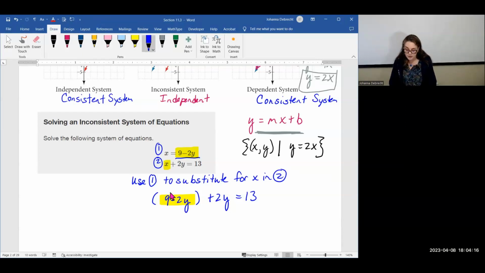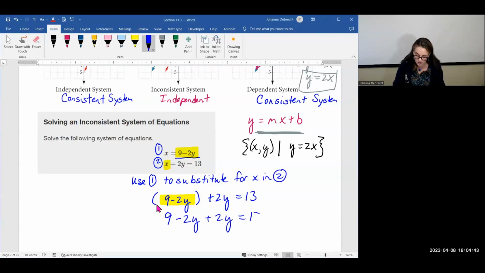Always use parentheses in order to do your substitution. I cannot emphasize enough how important that is. Many students make sign errors and other kinds of errors because they don't use parentheses. Just open up a hole with parentheses and plug it right in there. Now, I have nothing outside the parentheses, so they can just be dropped. And I get 9 minus 2y plus 2y equals 13.